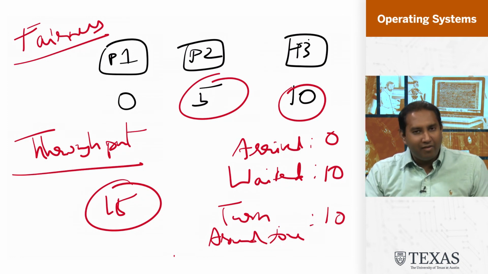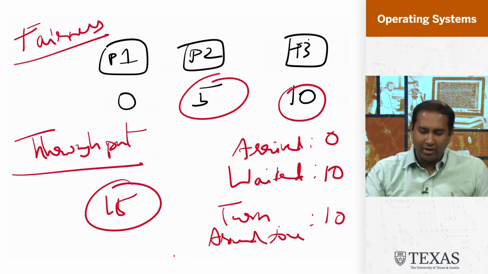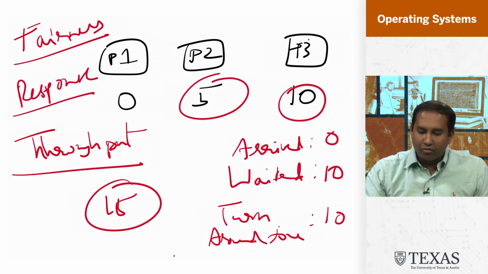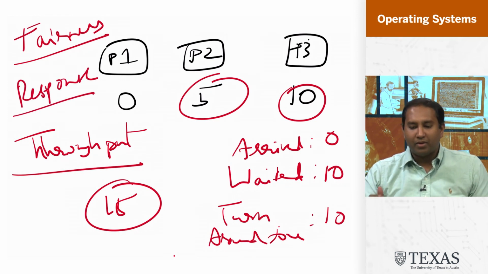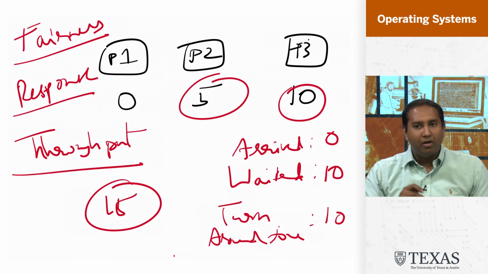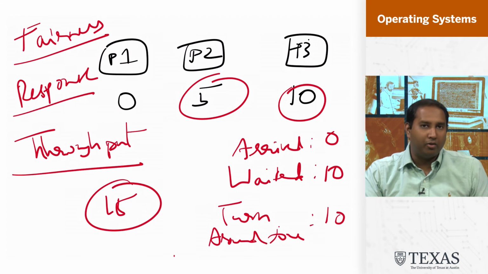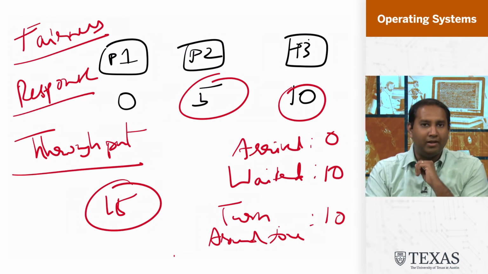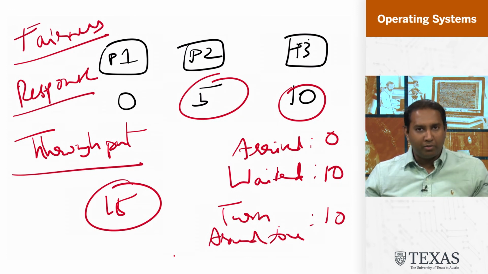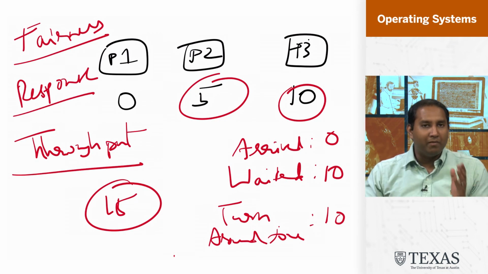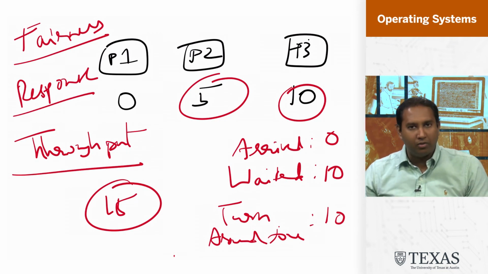A slight variant on turnaround time is called responsiveness. This is basically, from the time a process arrived, when is the first time it was scheduled? We're not looking at the lifetime of the process, or how long it waited for the entire process. Basically it arrived at some time T1. What's the gap between when it arrived and when it was first scheduled?